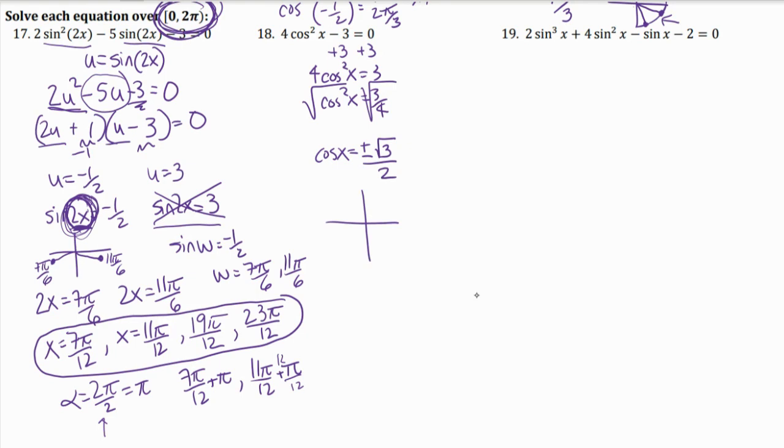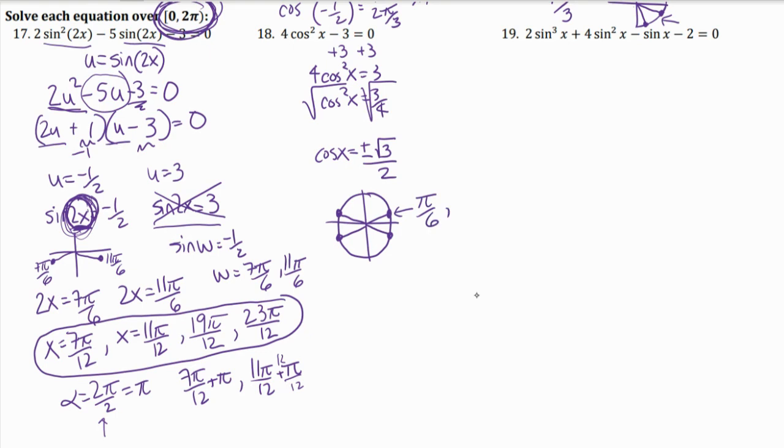I just have to figure out where on the unit circle cosine is equal to root 3 over 2, or negative root 3 over 2. So cosine is the x coordinate, so I'm going over root 3 over 2, which is pretty close to 1. So where on the unit circle am I going over root 3 over 2? That's going to be here and here. And where am I going backwards root 3 over 2? Here and here. So remember, a half is a small distance. Root 3 over 2 is large as far as the unit circle goes. Root 3 over 2 is very close to 1. So that is pi over 6.